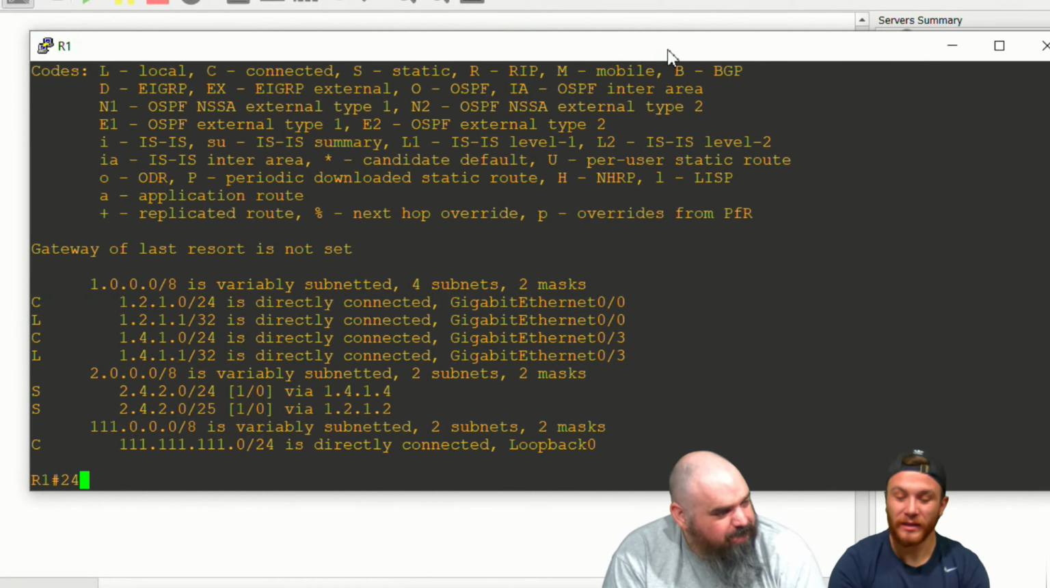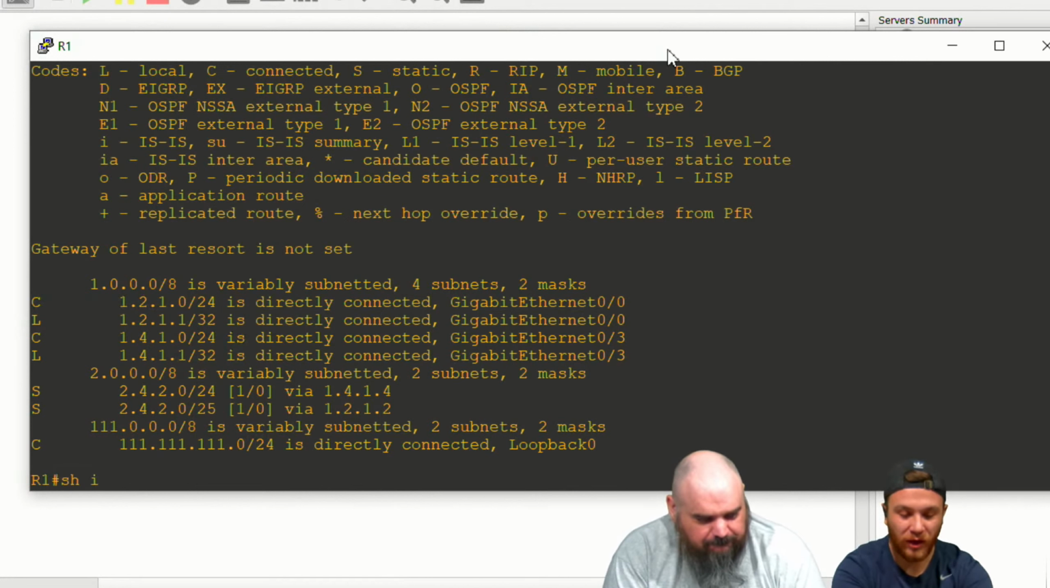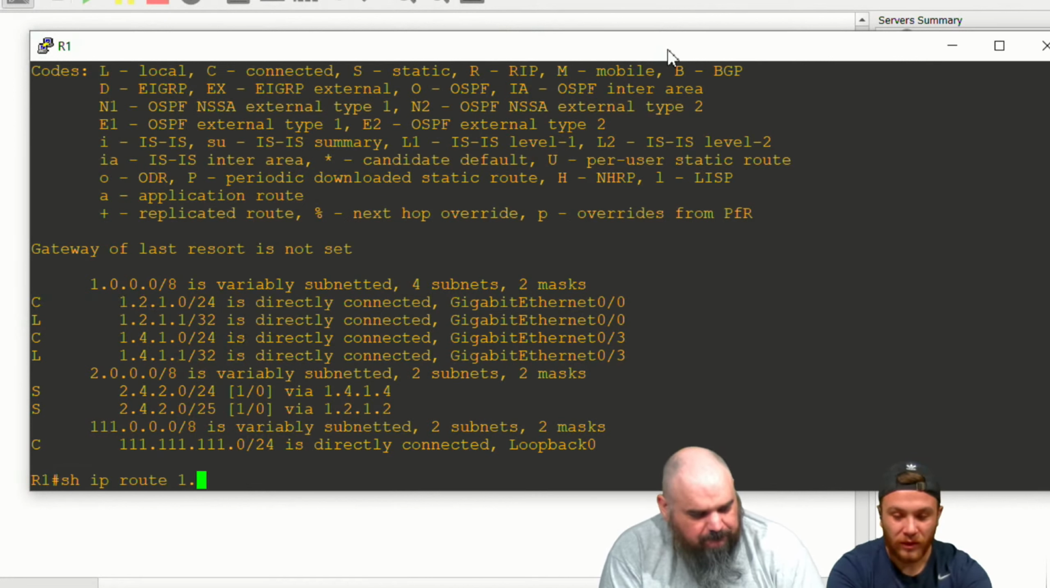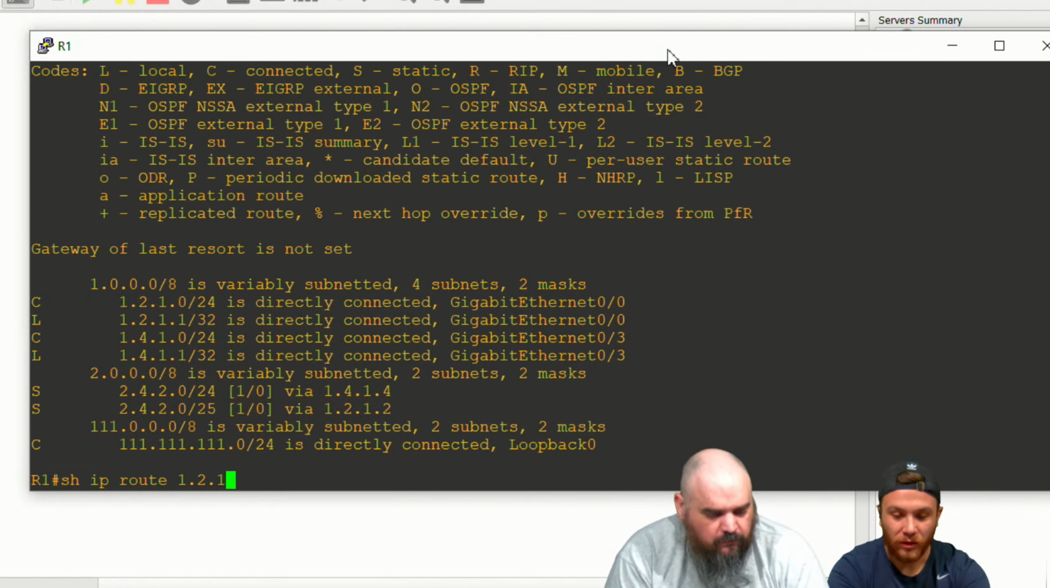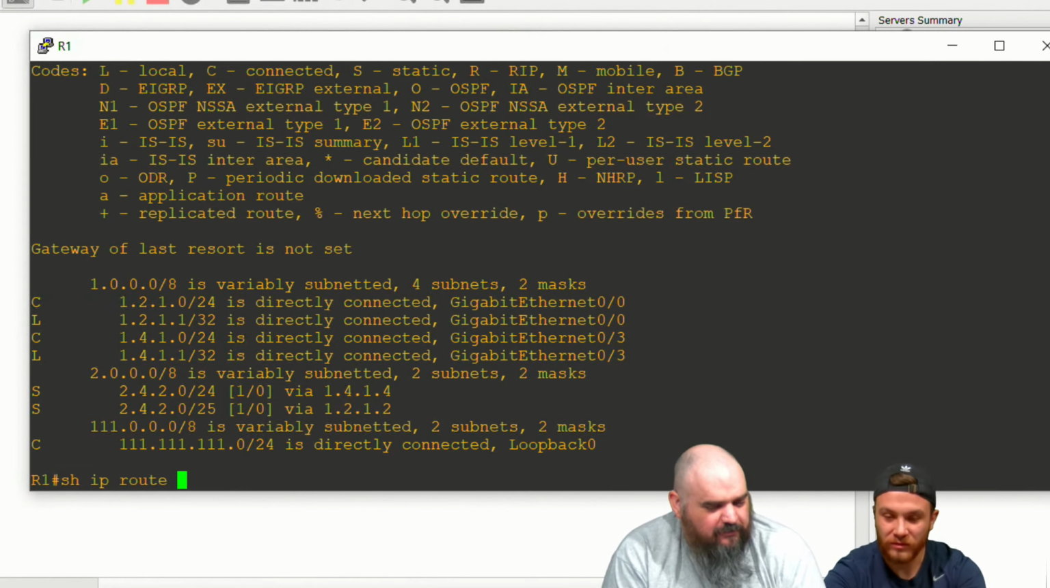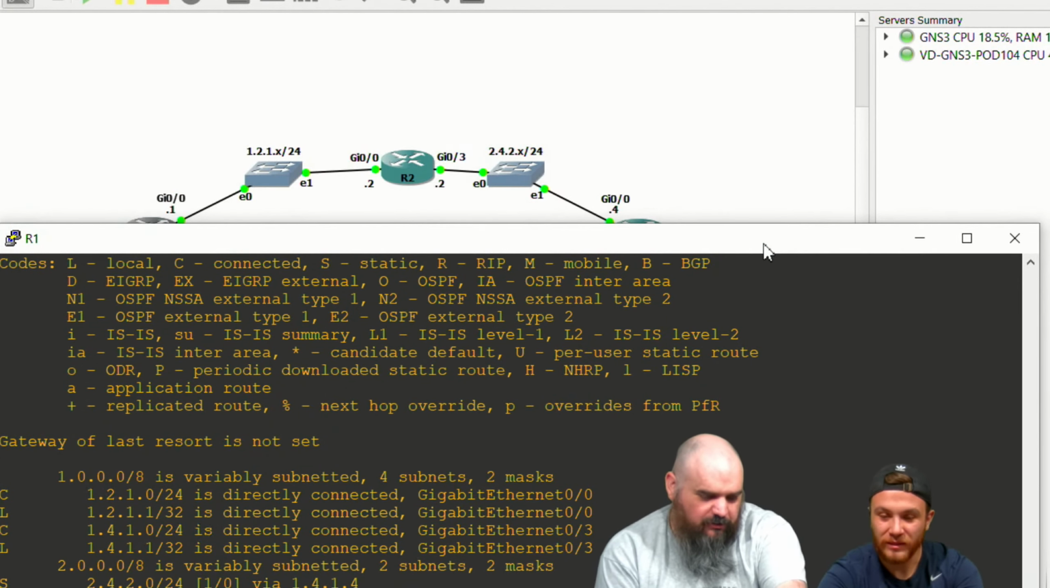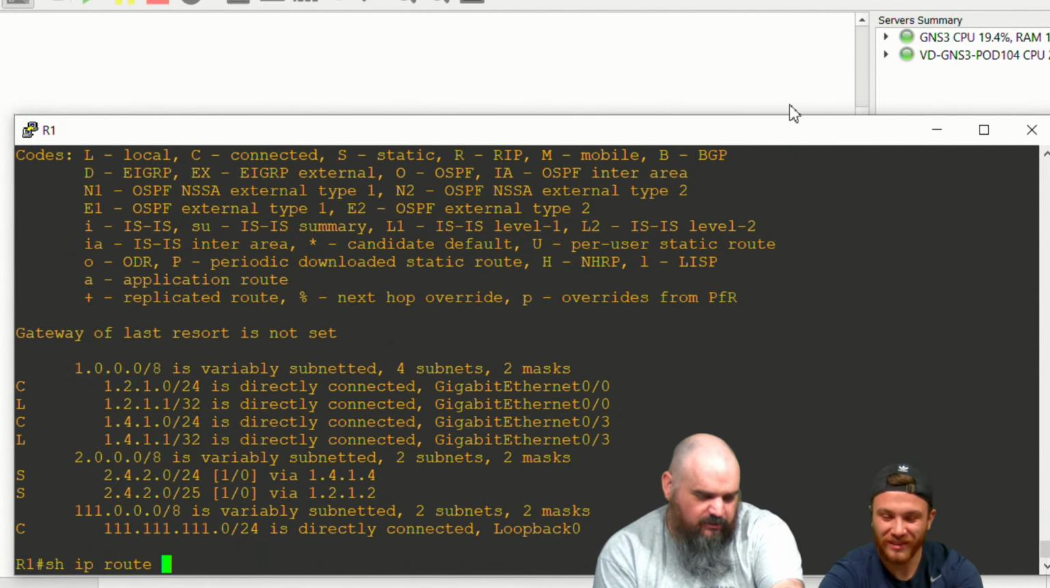So if I did a show IP route 2.4.2.2 on your routing table, right? It's going to take the more specific path that we had chosen, even though both of those are valid. You have to understand that the more specific route will always be chosen by the router. And this is another good command.